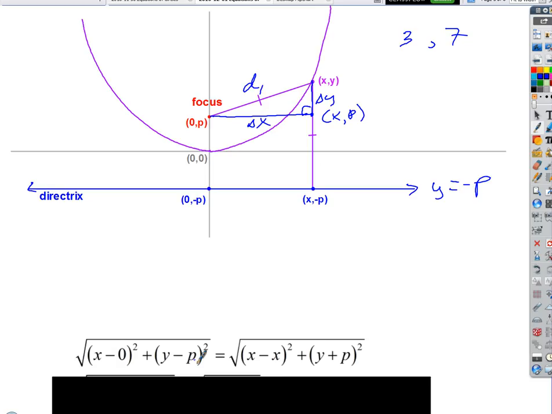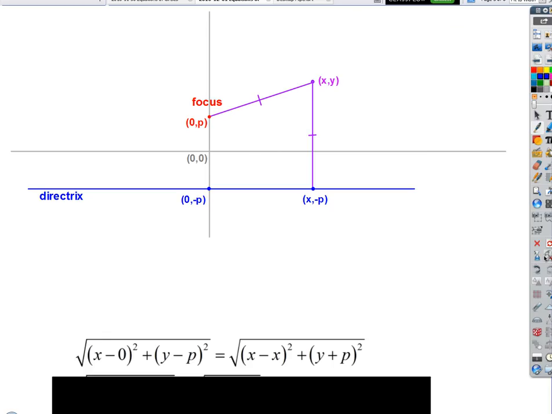What about this other one? Let's look at the other one now. Let's look at this guy right here. What's the change in x for that one? 0. Yeah, it doesn't move horizontally at all. Change in y is going to be what? y minus negative p, which is just y plus p, right?